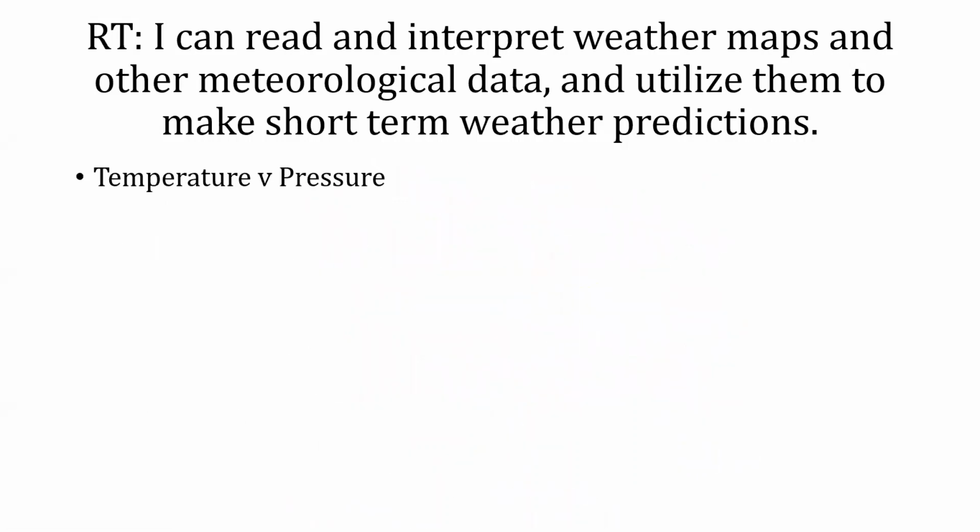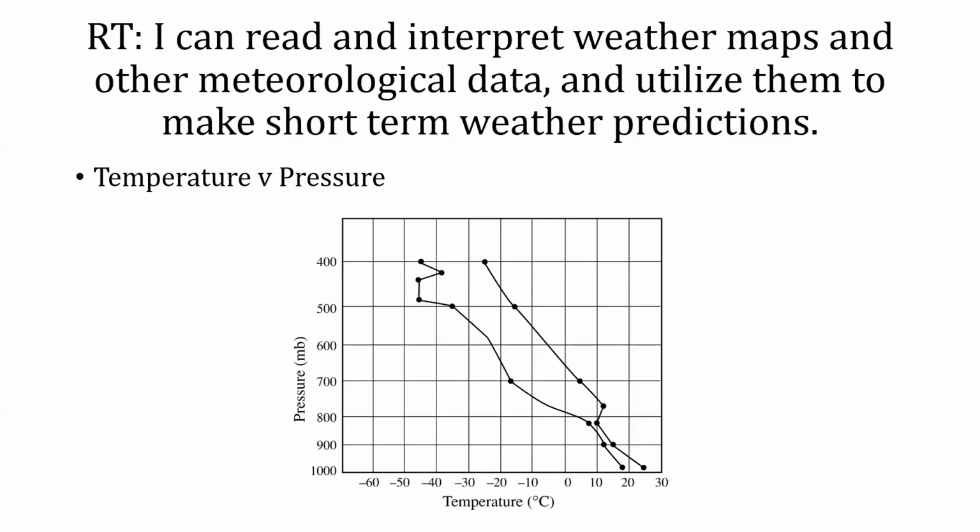Another type of data that you might be asked to examine would be a graph like this. So this has temperature on the x-axis and pressure on the y-axis. Now the pressure is greatest at the surface, and then it gets less and less as you go up through the atmosphere. So this is really an elevation axis as well. It can be thought of the same way.